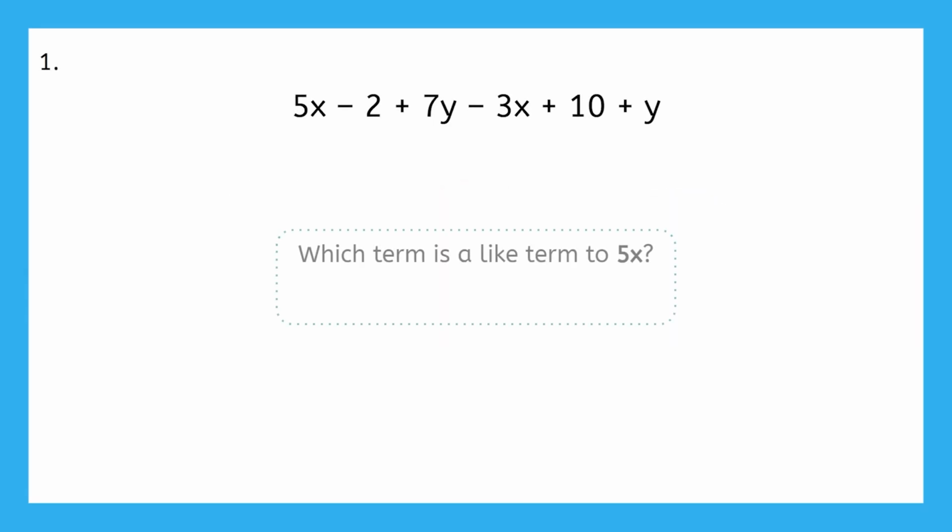In this expression, which term is a like term to positive 5x? That would be negative 3x, because they both have the variable x. I'll label both of those values using the same shape and color, including the subtraction sign before the 3x.